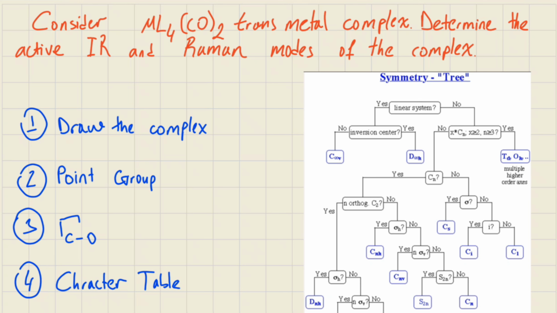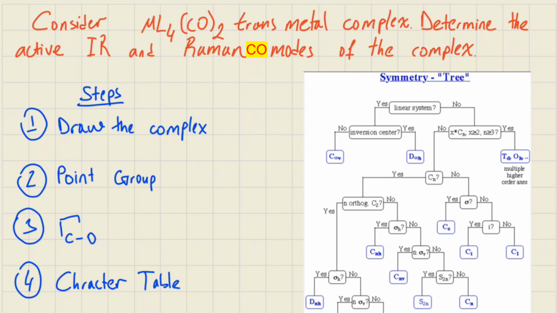In this video, I will show how to find active IR and Raman modes of CO ligands in a complex. So the question is: consider an ML₄(CO)₂ trans metal complex, determine the active infrared and Raman modes of the complex. So firstly, these are our solution steps.